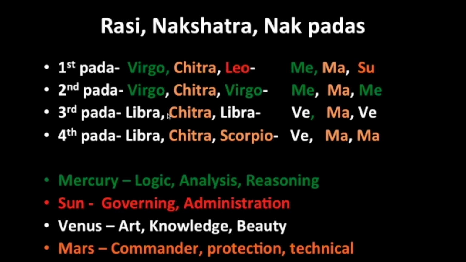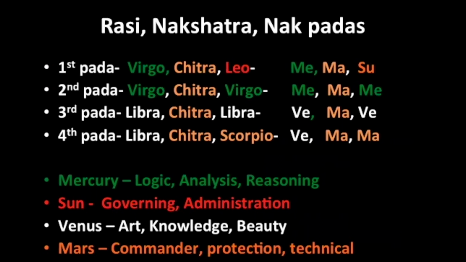The third pada is Libra, because it has come in the Libra sign. Nakshatra is Chitra, and the Navamsha is also Libra. The fourth pada is again Libra, Chitra Nakshatra, and Scorpio is the Navamsha. If you see the planets, Virgo is owned by Mercury, Chitra is Mars, and Leo is Sun. So the first pada is Mercury, Mars, Sun. So the first pada of Chitra will be like a combination of Mercurian, Martian and Sun qualities.